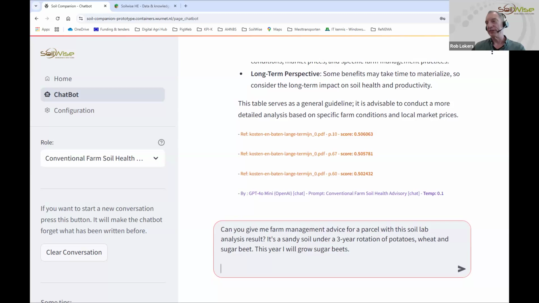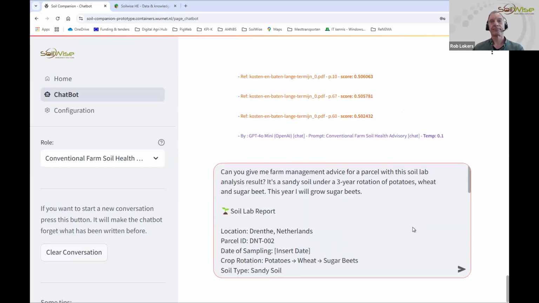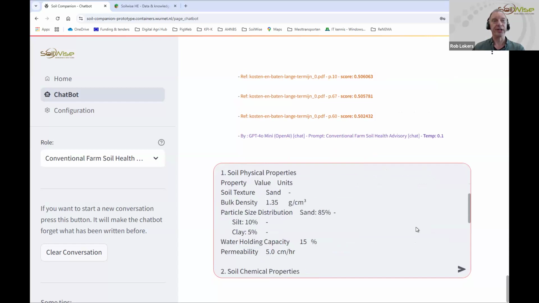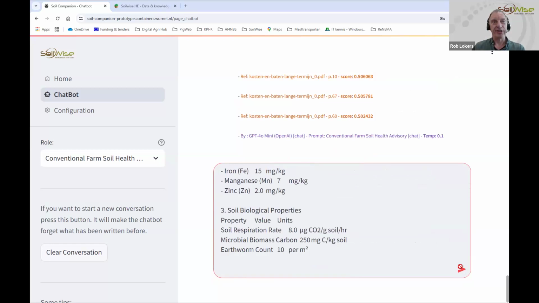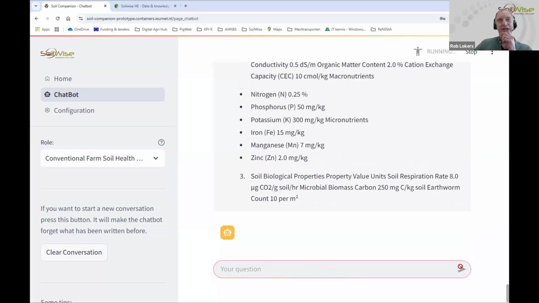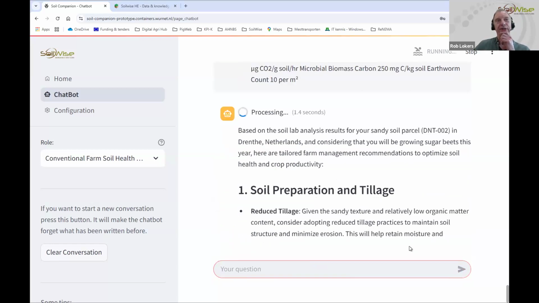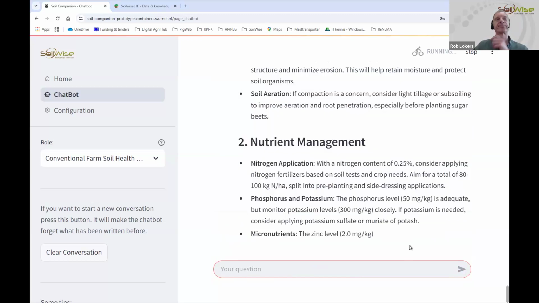Next thing I will do is take the soil lab report data and add it to the question in the chatbot. So this is what you just saw in the report. And then we can ask, well, use this data to provide more specific results.